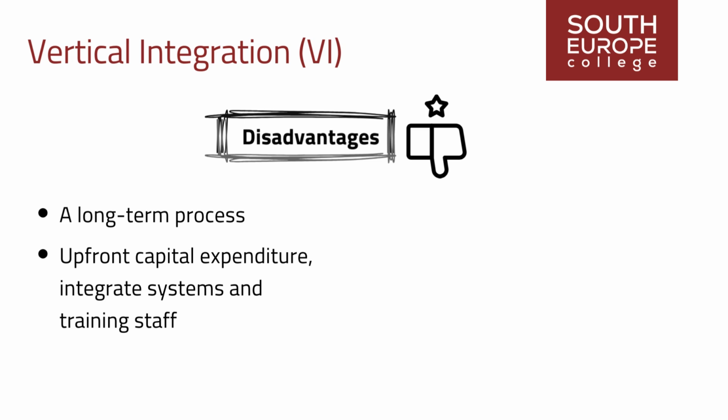By vertically integrating, companies do sacrifice some degree of flexibility. This is because they commit capital to a specific process or product.